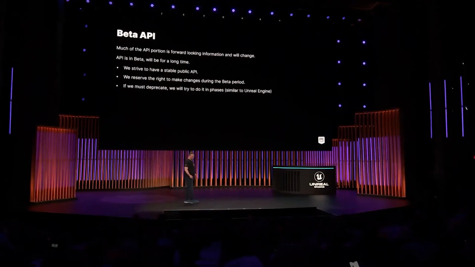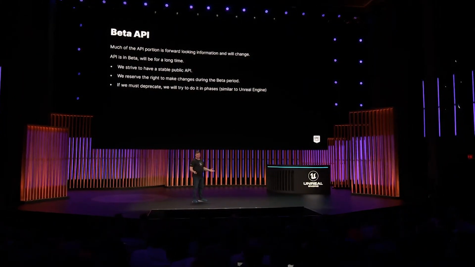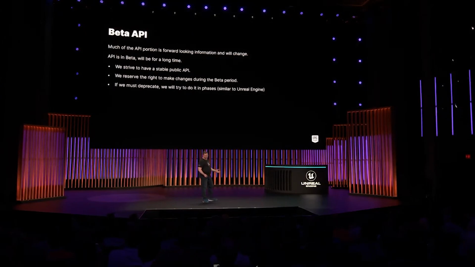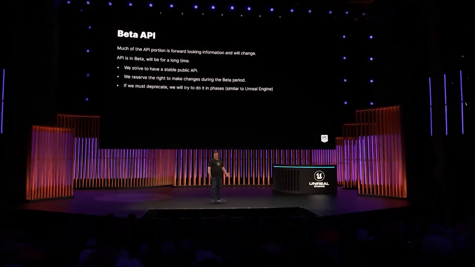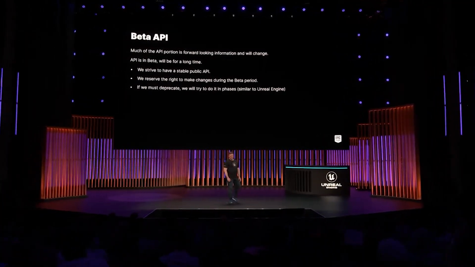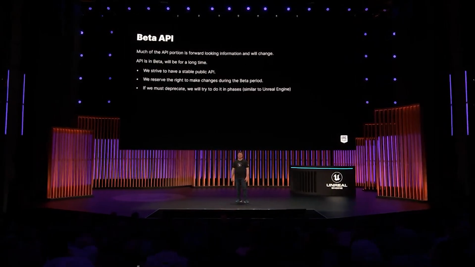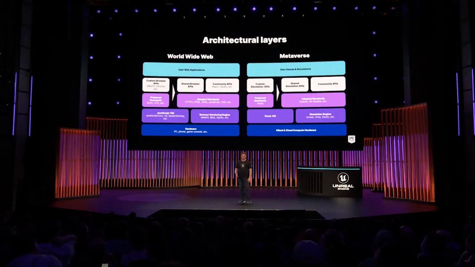So much of what I will share today is really forward-looking. We have a lot of plans of what we'd like to do, a lot of things we've prototyped. The API is currently in beta and will be for a long time. We strive to have a public, stable API, but we reserve the right to change things throughout beta as we need to. If we deprecate things, we'll try to do it like we do with UE. We'll do it in phases, or we'll provide some easy way for you to upgrade your code.